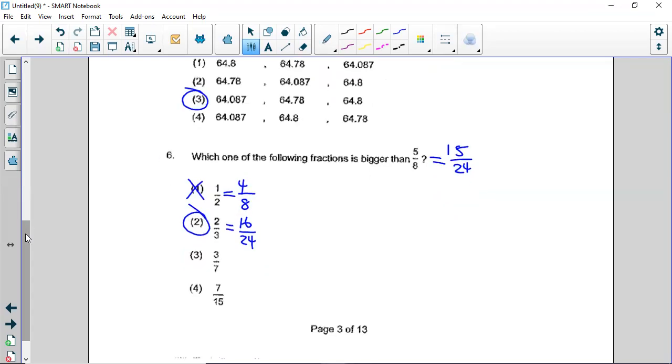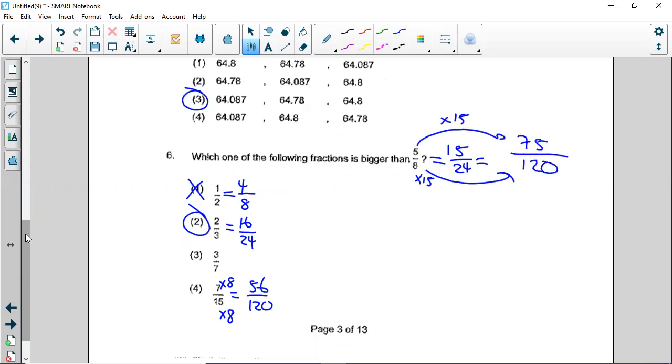Let's look at number 4. Is 7 over 15 bigger than 5 over 8? So can we make the denominator the same? You take 15 times 8, also can. That will be 15 times 8 will be 120, and then 7 times 8 will be 56. Then how about the other one? That will be 8 times 15, and then on top will be 5 times 15, and you will get 75 over 120. And you can see that your number 4 is smaller than 5 over 8. So number 4 is wrong.